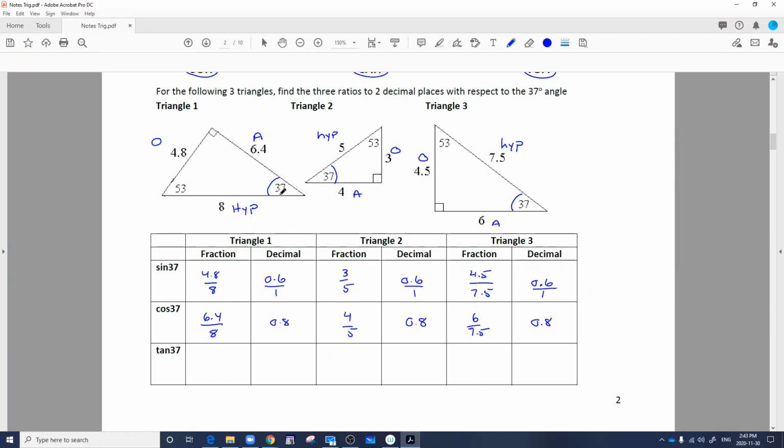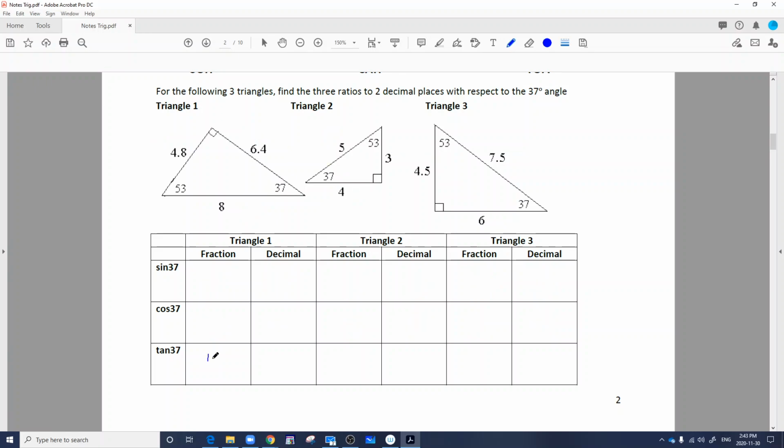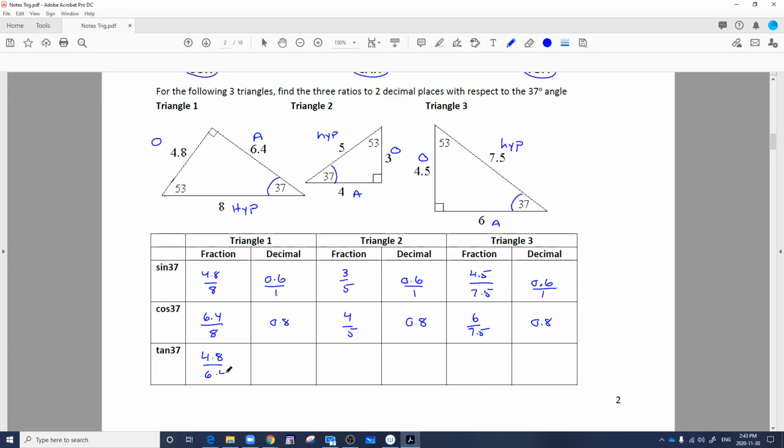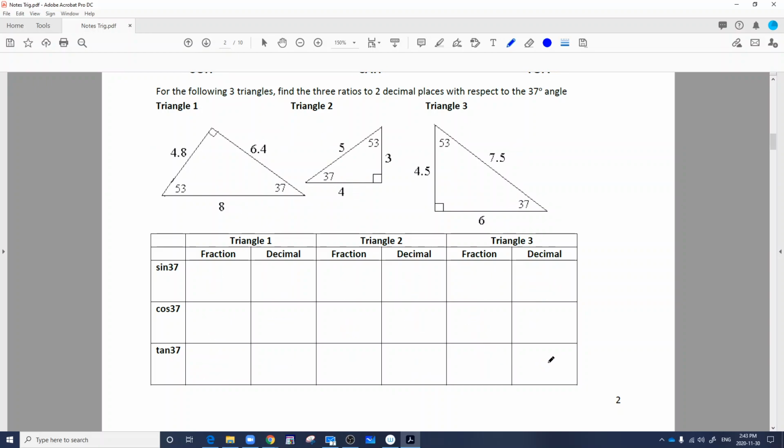So if we look at tan, it's the ratio of opposite to adjacent. For the first one, it's 4.8 to 6.4. I don't know why my screen's glitching out like this. And 4.8 divided by 6.4 is 0.75. For triangle 2, opposite to adjacent is 3 to 4, which is again 0.75. And for the last triangle, it's 4.5 to 6, which again is 0.75.